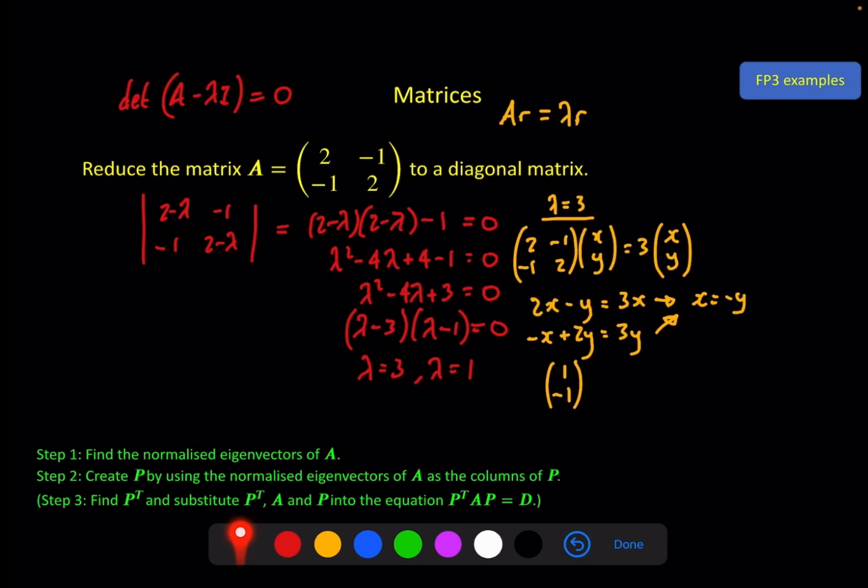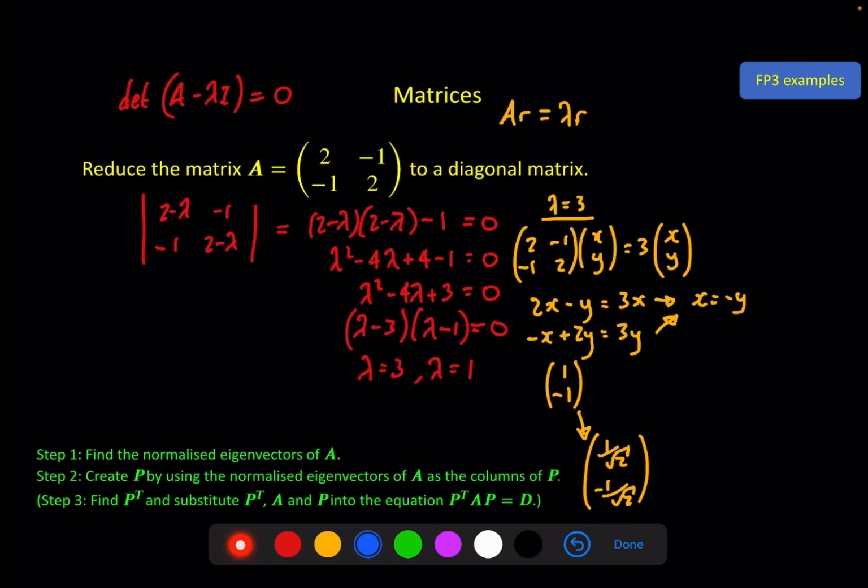So to get the normalized eigenvector, I have to divide this by its own magnitude. So the normalized eigenvector is 1 divided by the square root of 2, and minus 1 divided by the square root of 2. And that is the normalized eigenvector I'm going to use to create P.